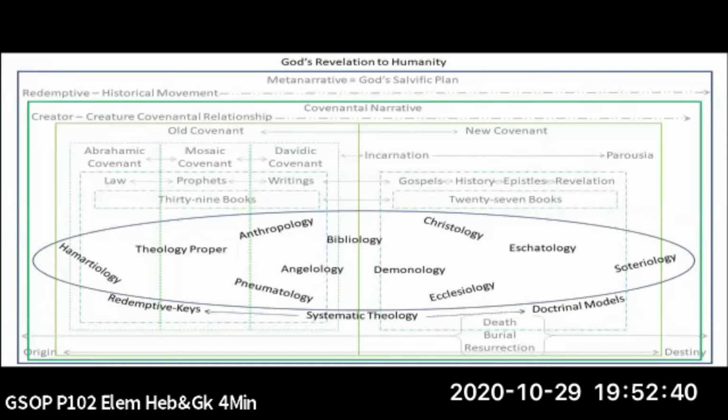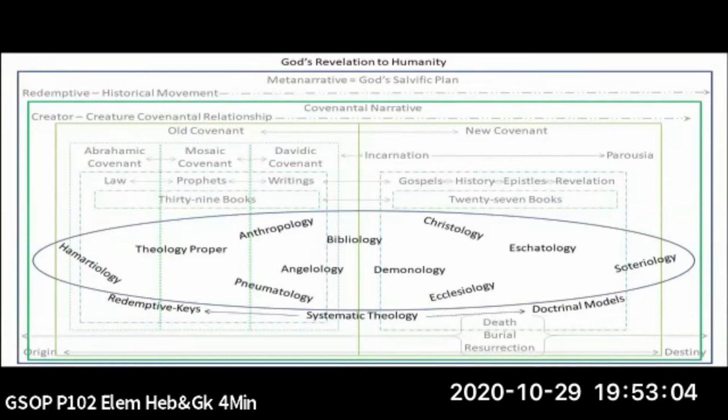And so the big picture, that's why the top outer square is God's revelation to humanity. Everything fits within God's revelation to humanity. And underneath that is the meta-narrative, God's salvific plan of salvation. So his revelation, both general and specific, is revealed to us, and his plan is revealed to us in his meta-narrative.